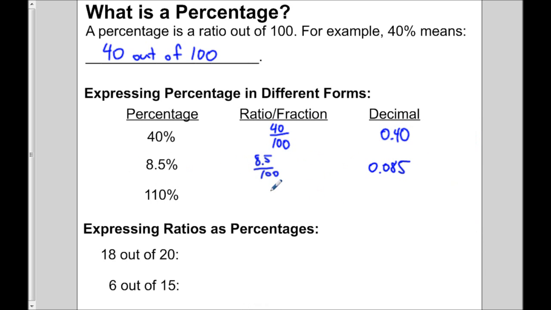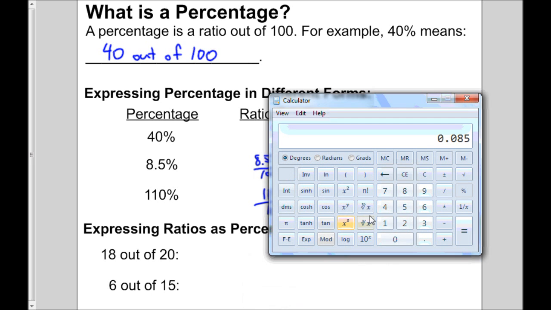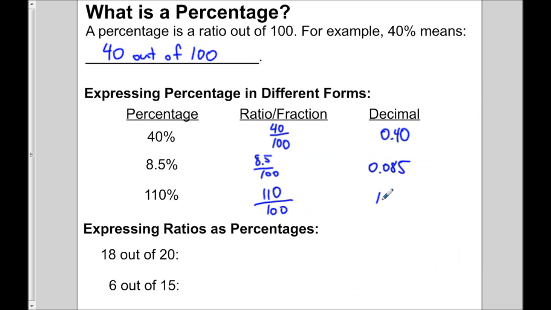And the last one is 110%, like your effort, right? So 110% means 110 out of 100. Now if we were to divide that, 110 divided by 100, we would get 1.1. Okay? Or 1.10 really. Okay? So you'll see later on that turning percentages into decimals is very important.